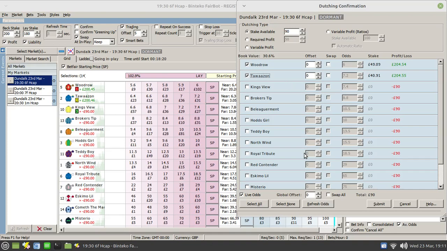You may actually be able to do much the same sort of thing rather than splitting your stake, is to play around with the skewing technique to essentially achieve the same ends. But that's one thing that you can actually do there.